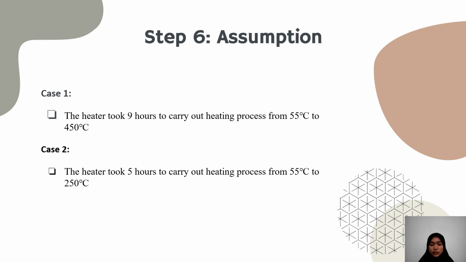Okay, now let's move on to step 6. So we need to do assumptions. We have two assumptions here. Case 1 is the heater took 9 hours to carry out the heating process from 55 degrees Celsius to 450 degrees Celsius. And for case 2, the heater took 5 hours to carry out the heating process from 55 degrees Celsius to 250 degrees Celsius.